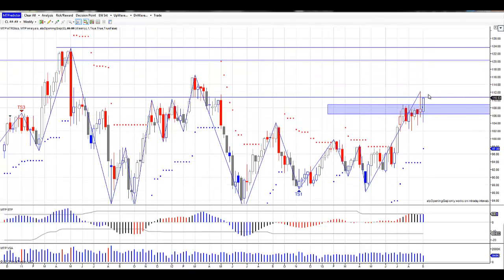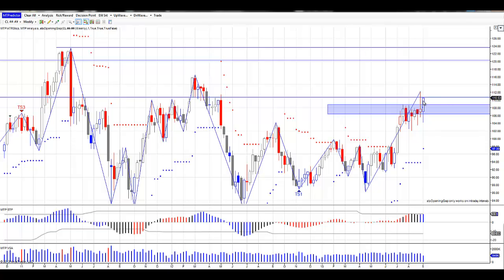And this may be ready and loaded depending on what's going on in Syria and so forth, but we did get our first weekly close during this period above the $110 level. So we poked above there before, but we never closed above 110. We got to close above 110 here now.